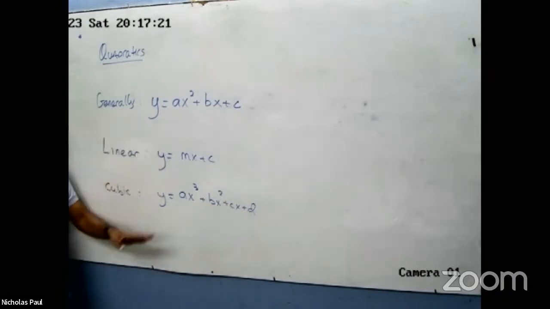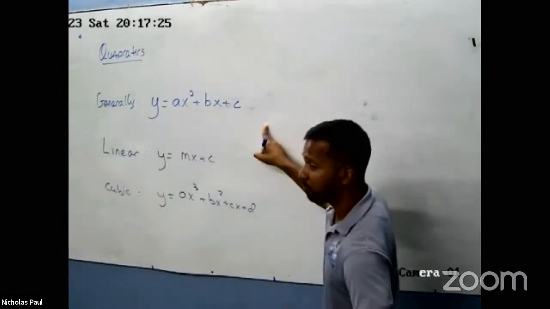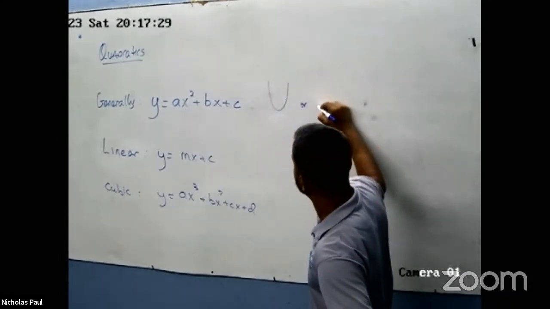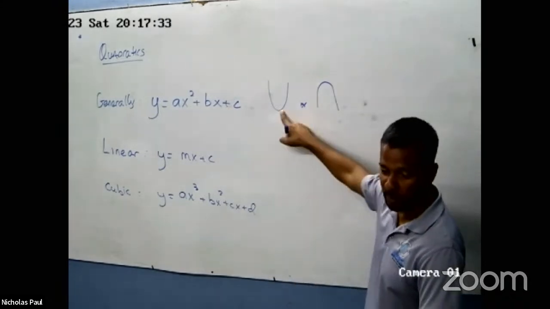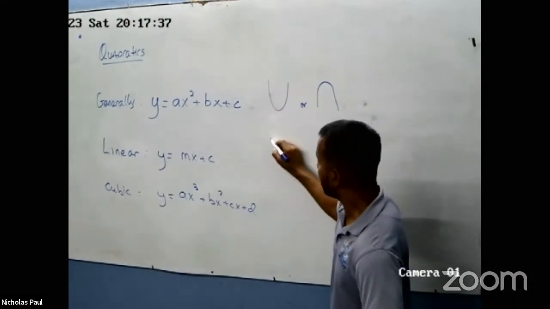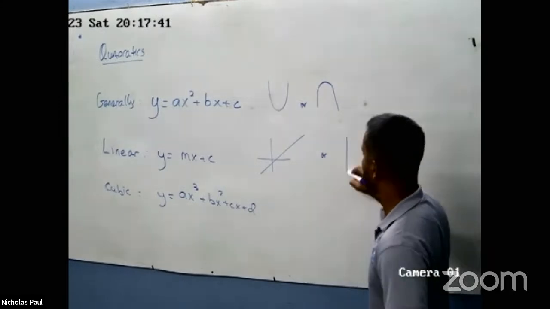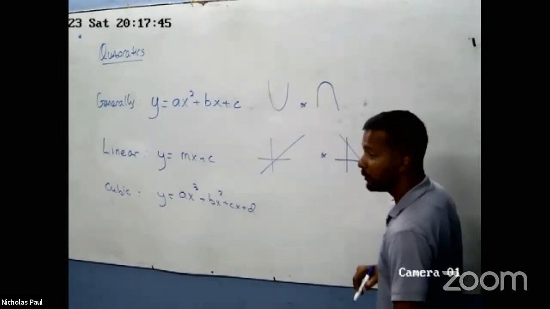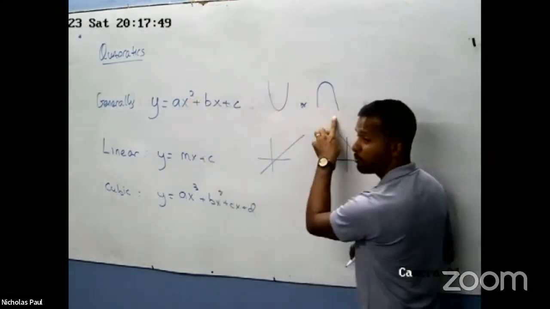Each of these equations will look a particular way. So the quadratic will look like this. They have a particular shape. They have two shapes, so they look like this or this. Linear is a straight line, so it would look like this, or it can even look like this. Once you see this, it's a straight line. Once you see this, it's a curve.